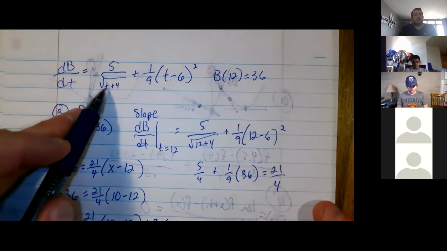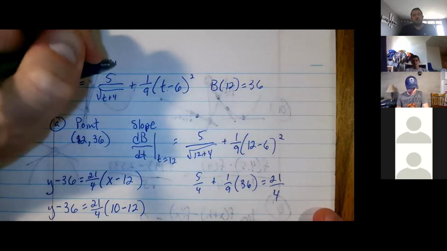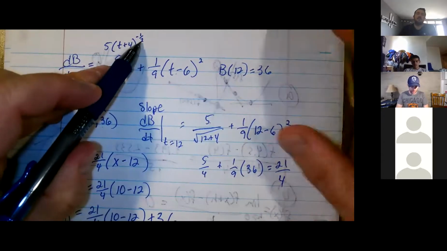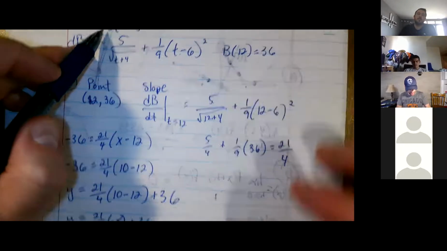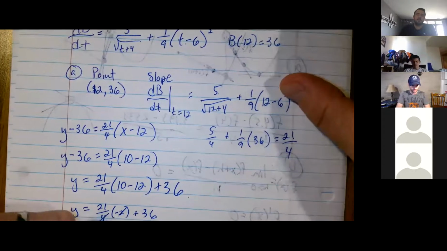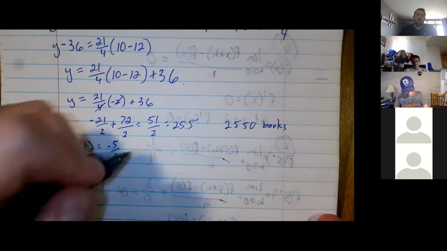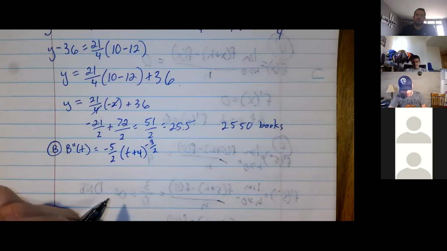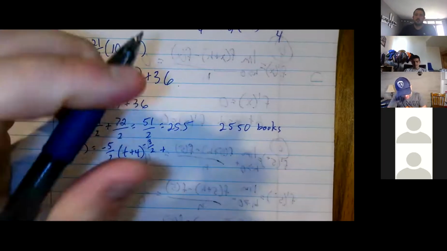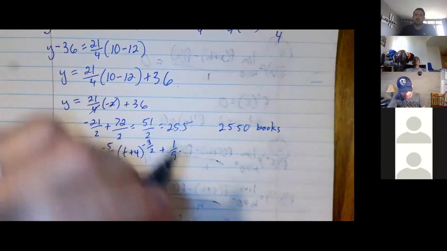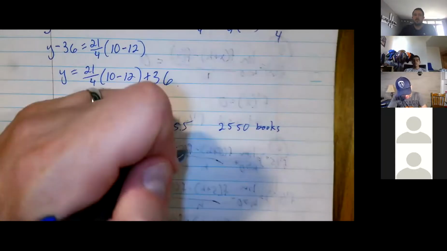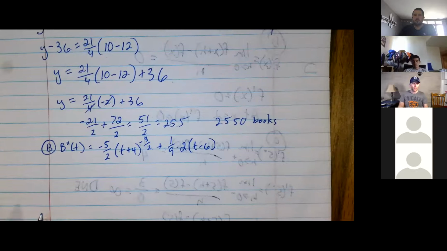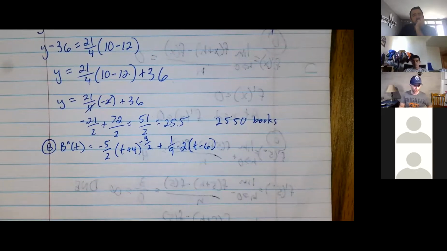Now remember that this is really like 5 times t plus 4 to the -1/2. If I take the derivative of that, I'm going to multiply by -1/2. So this is going to be -5/2 t plus 4 to the -3/2. And then plus, now I've got 1/9 times the derivative of t minus 6 squared. That's going to be 2 times t minus 6 to the first times the derivative of t, which is, of course, 1. So this is b double prime of t. That is worth 1 point.